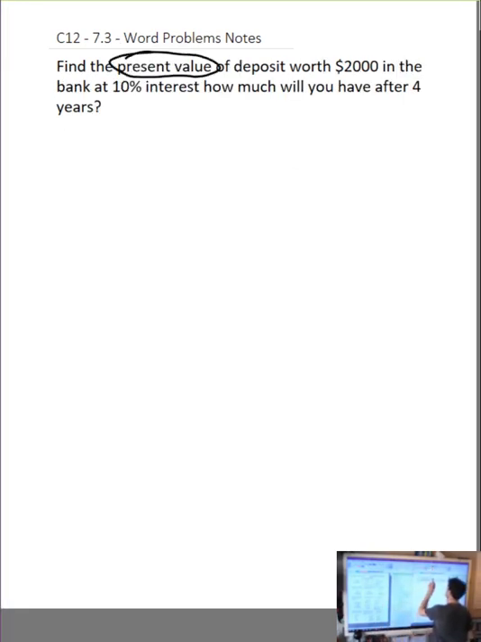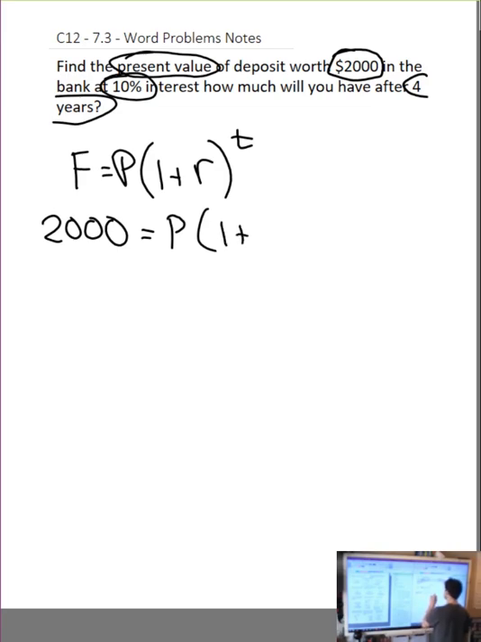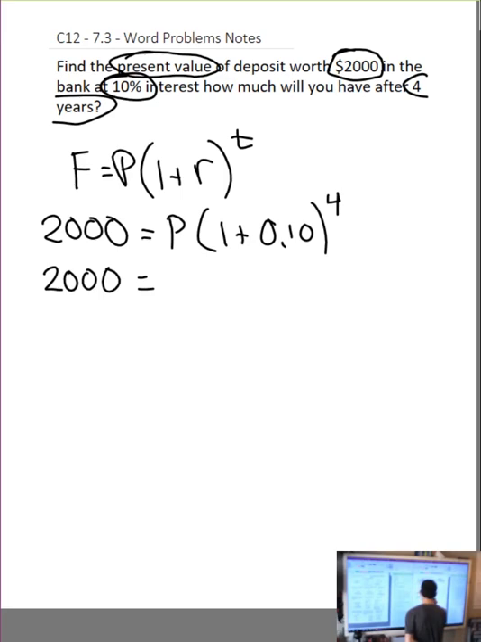Okay, find the present value of an investment worth 2,000 at 10% in 4 years. So we're back to money. So future value is present value times 1 plus the interest rate to the exponent time. So our future value this time is 2,000, substituting on the left-hand side of the equation, is equal to the present value we don't know, times 1 plus the interest rate, 10%, 0.1, to the exponent time 4. So if the left-hand side stays, I'm going to work this out. 1 plus 0.1 is 1.1, to the exponent 4 is 1.4641.